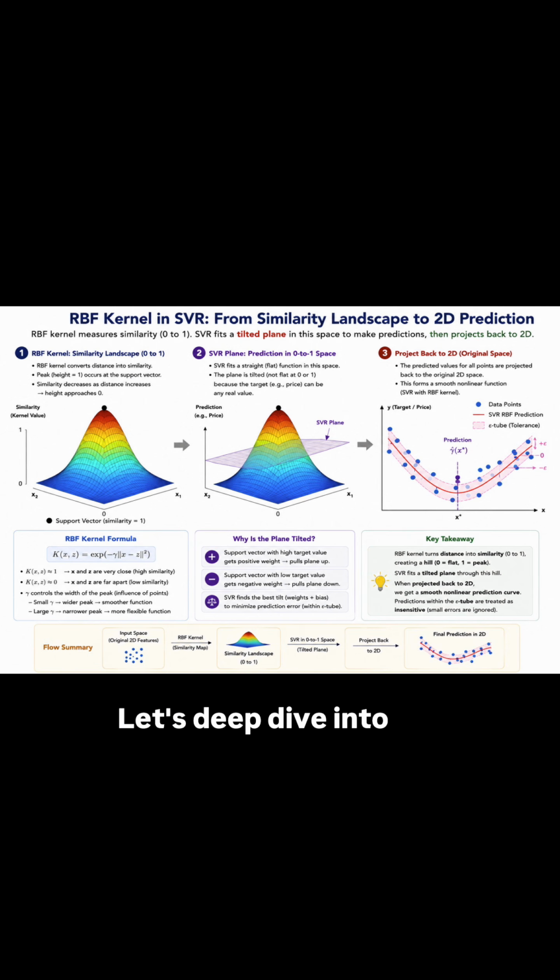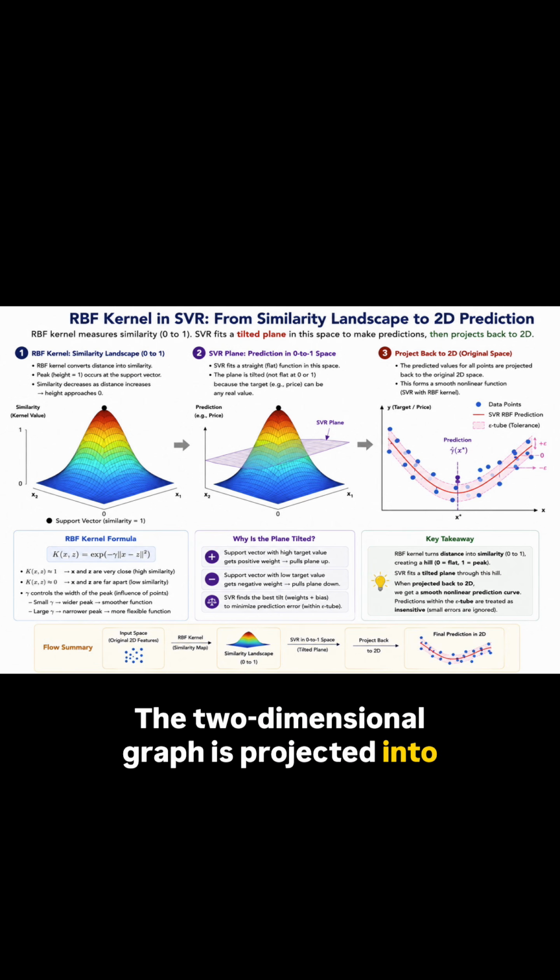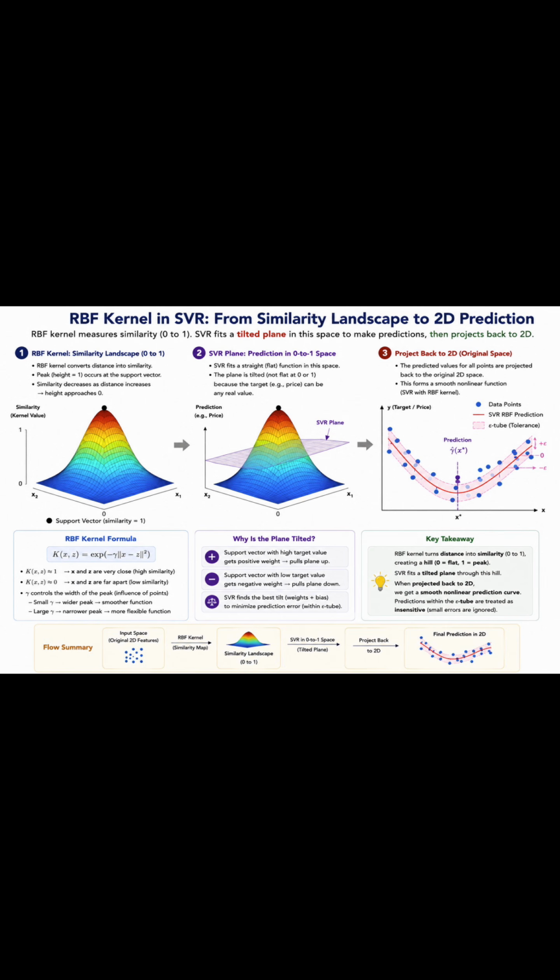Let's deep dive into the working of the RBF kernel. The two-dimensional graph is projected into a three-dimensional graph. During that time, the model selects a data point and stretches out from that data point. For example, the point that is present at the top of the mountain, consider it as a car that has driven 50k miles.